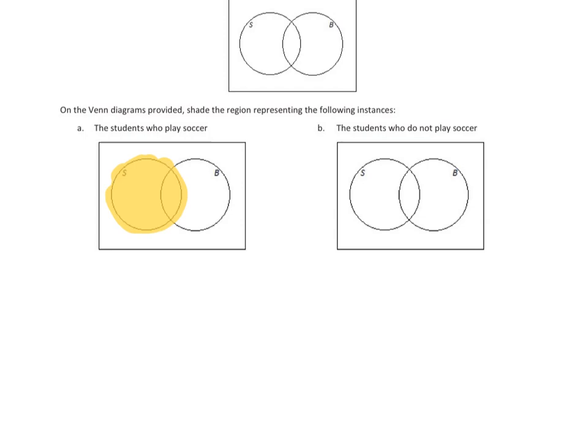Part B says the students who do not play soccer. So who does not play soccer? Well, that means you're not in circle S. So I'm going to kind of go around, and basically anybody who is not in that circle does not play soccer. Okay, so this is the soccer circle. Anybody who's not in there does not play soccer.